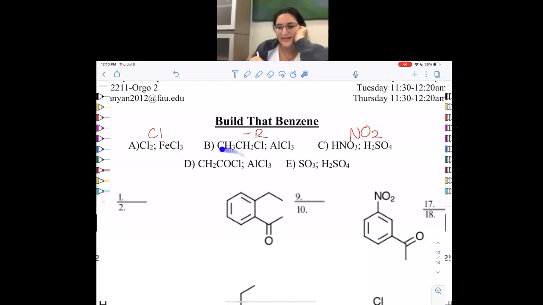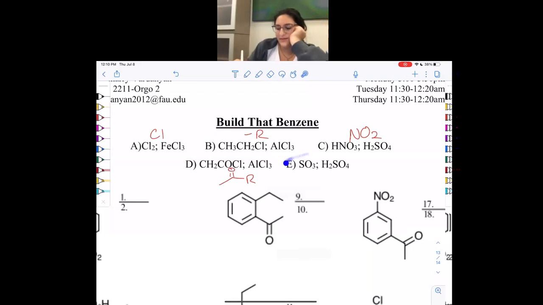What are we adding here? Not exactly an R group, a carbonyl group. Yes, I agree. So there is an R group here, you're absolutely right, but the more important defining thing is this carbonyl right here. So we're going to say that.